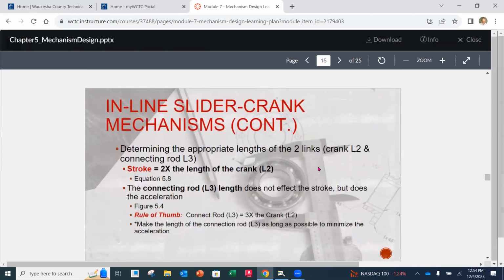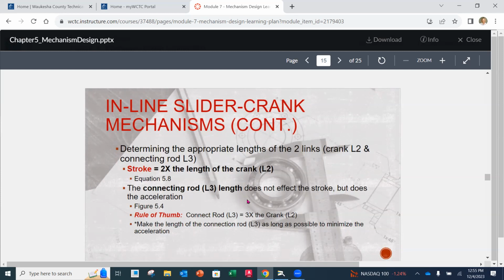Now, continuing on, determine the appropriate lengths. As we said earlier, L2 is going to be half of whatever the stroke is, or we can say that the stroke is going to be 2 times the length of the crank. All right, that's equation 5-8.